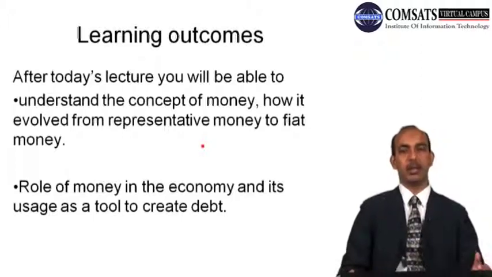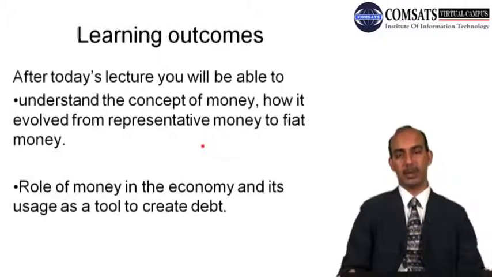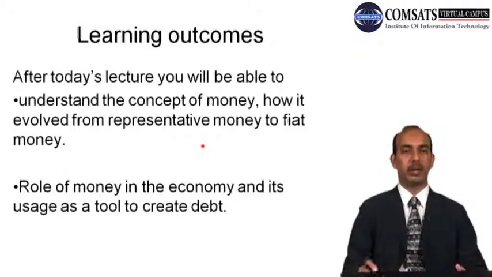Representative money means that if these currency notes are printed with some backing of an asset like gold and silver, then it is called representative money or representative currency because it has some representation of some assets. Whereas fiat money is not representing any asset, rather it is issued by the state, and with the decree of the state it is taken as money. Otherwise there is no intrinsic value in these paper notes.